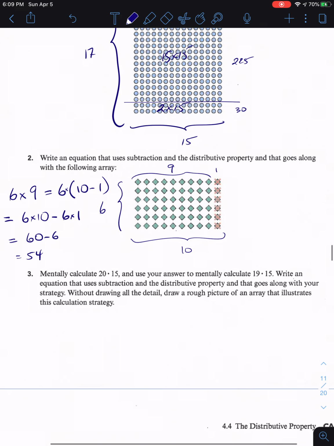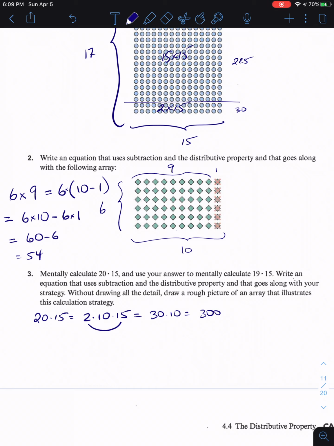Okay, so let's look at 20 times 15. Well, 20 times 15, right, is 2 times 10 times 15. I'm going to use associative property to multiply 2 and 15 first to get 30. So the total is 300. All right, so I've really written this out to make the associative property really, really evident here.